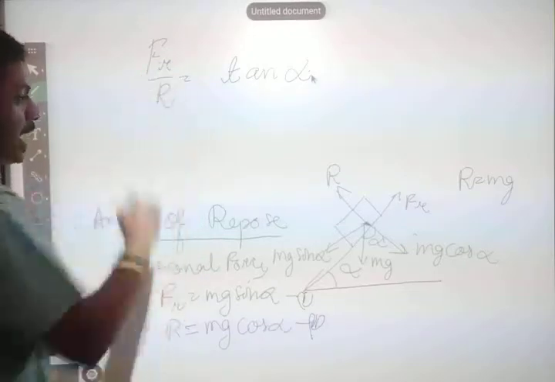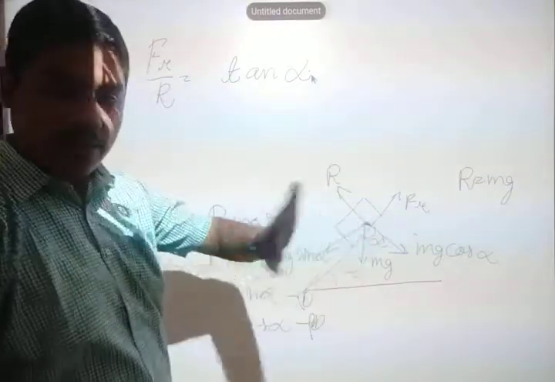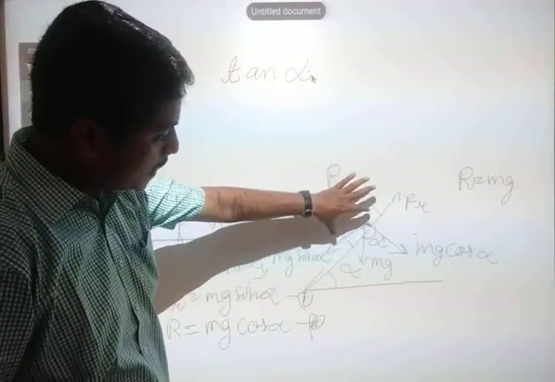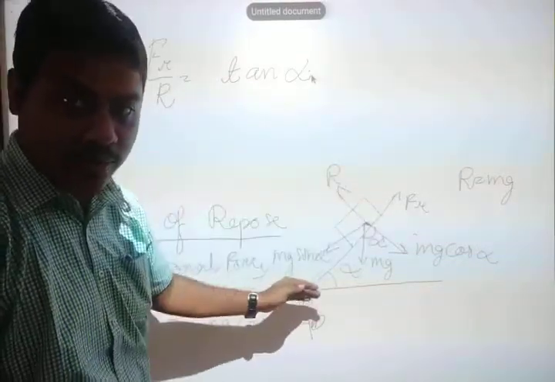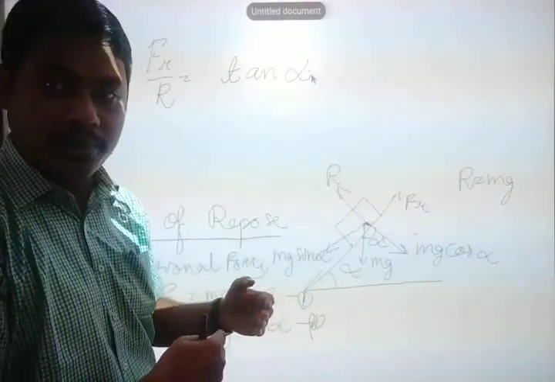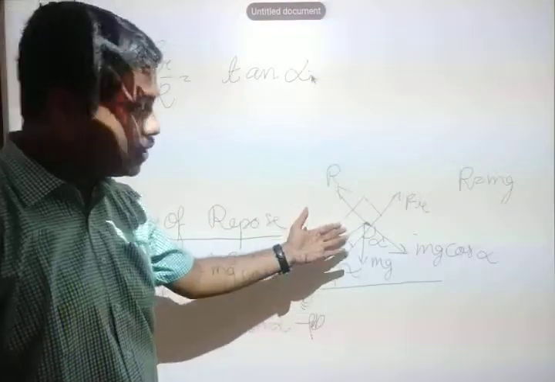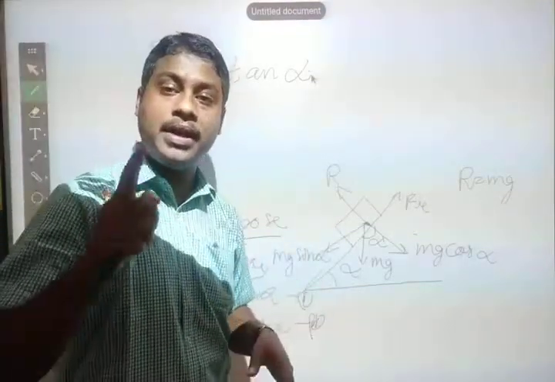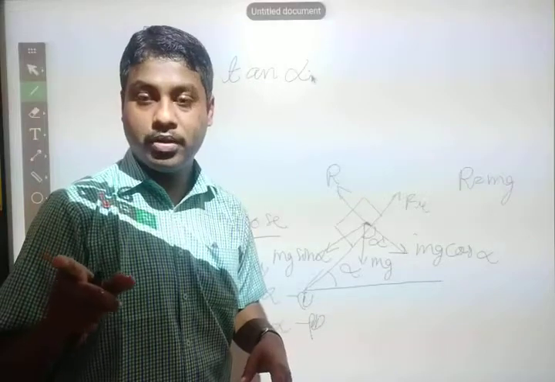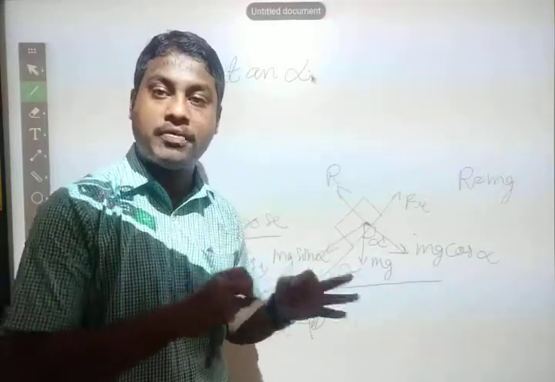Now this Fr by R, this object, as I have already told the definition, is just at the verge of sliding down. That means it is about to slide down. The friction that is applied to this object will be called the limiting force of friction, which is called the maximum value of static friction.